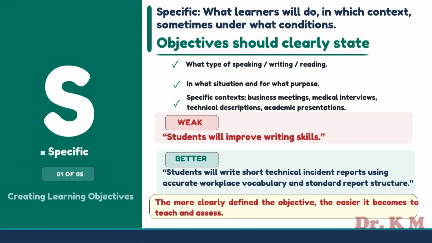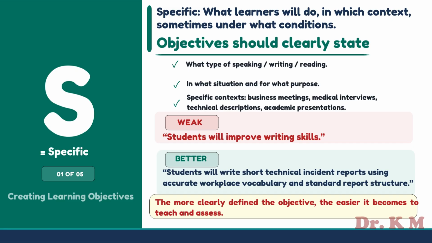Specific objectives should clearly state what learners will do, in which context, and sometimes under what conditions. Weak example: students will improve writing skills. Better example: students will write short technical incident reports using accurate workplace vocabulary and standard report structure.